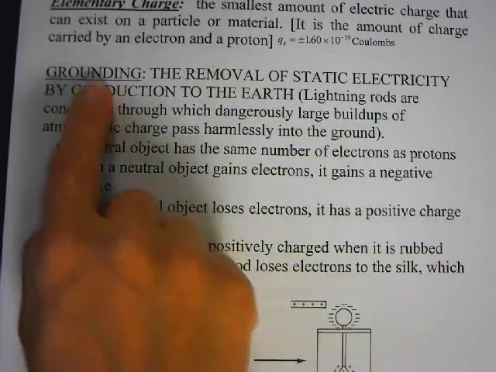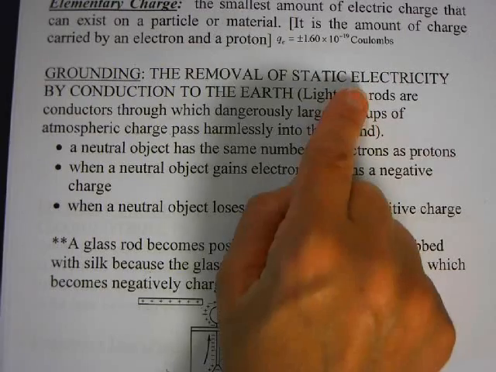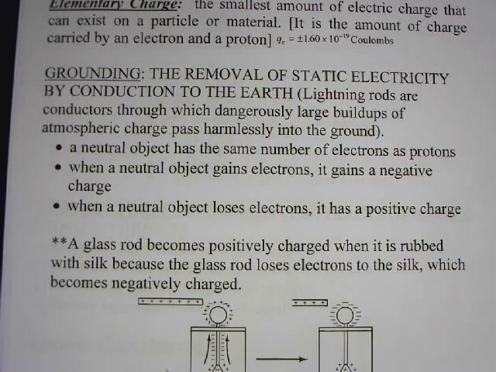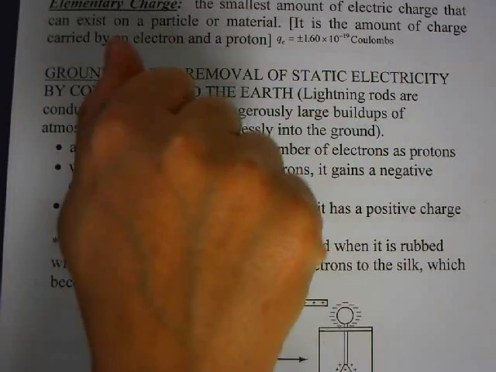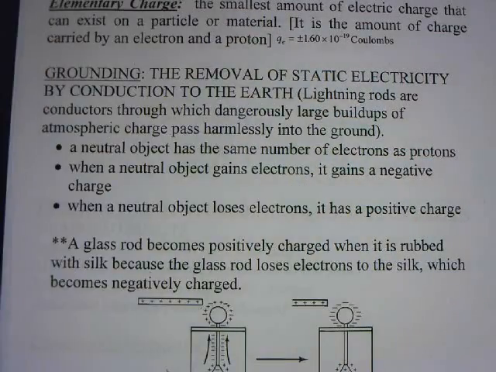Grounding is the removal of static electricity by conduction. If we're doing a lab with the electroscope and you transfer electrons to the knob so the overall charge on the electroscope is negative, and you want to neutralize it and get it back to neutral, you just put your hand on it and it neutralizes it.